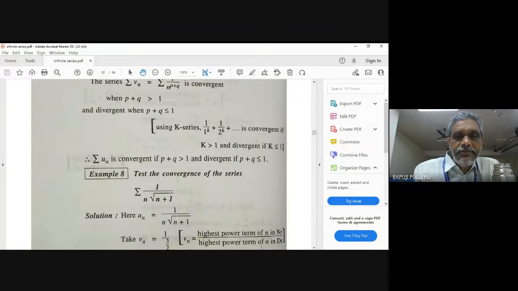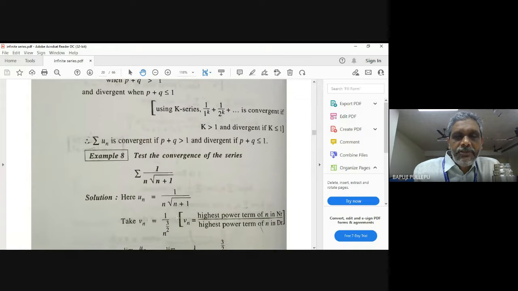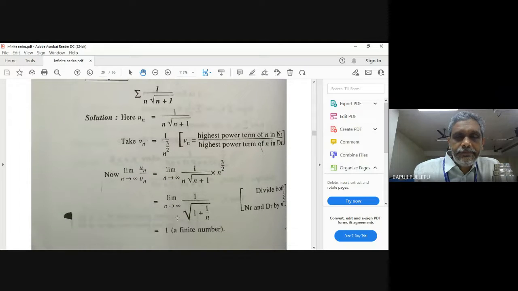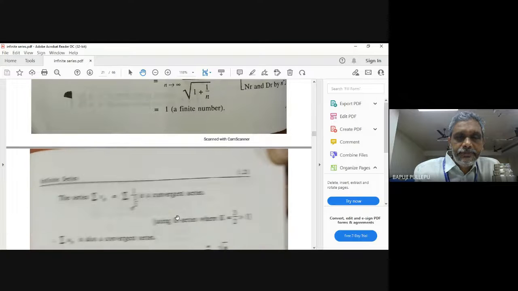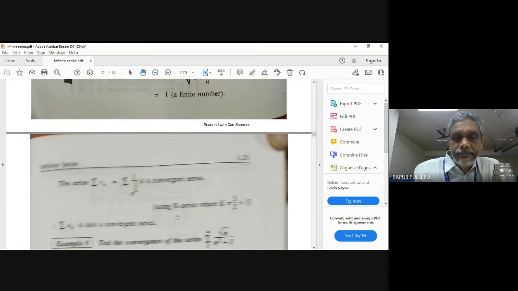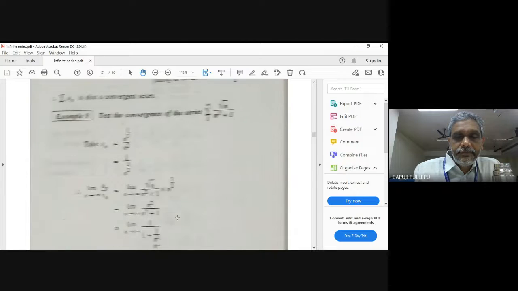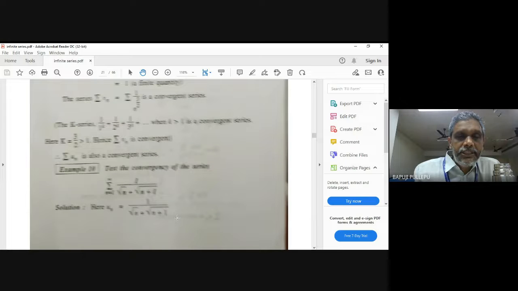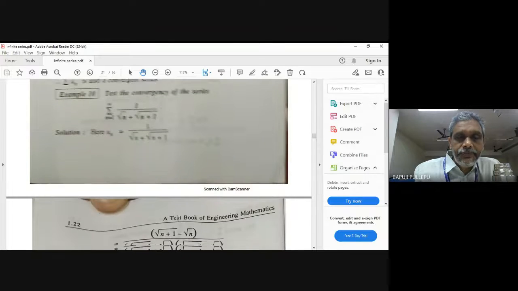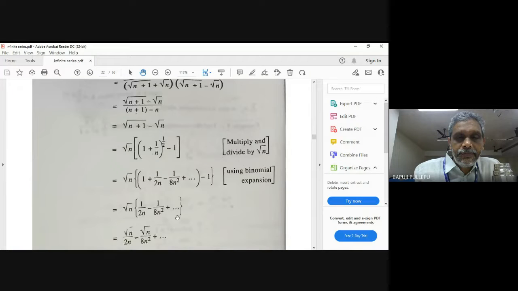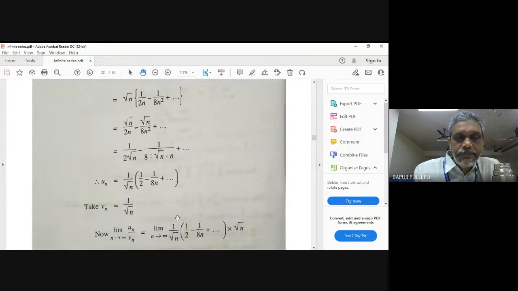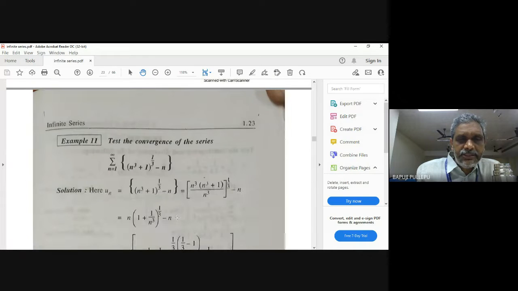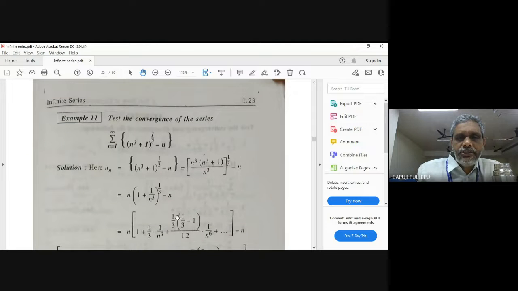This also you will do: 1 by root n you will take, 1 by n power 3 by 2. Again conjugate. You can do up to this. This anyway I will upload, don't worry. These are very nice problems. We can stop here.